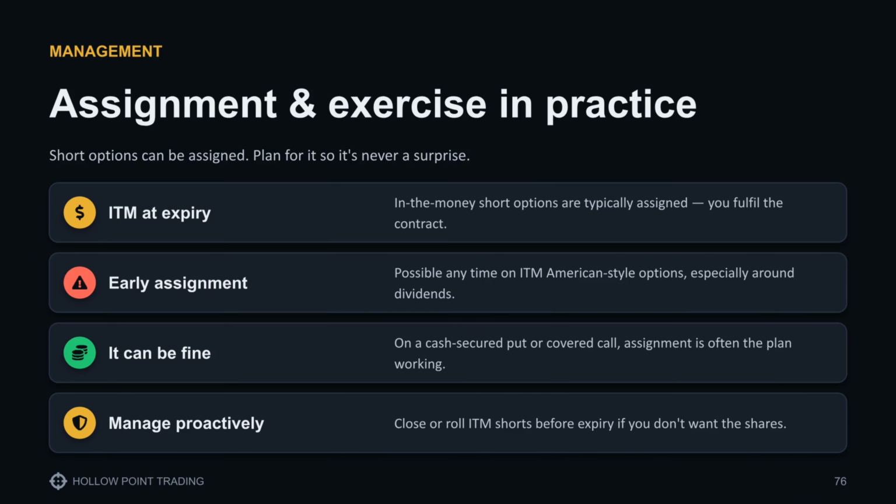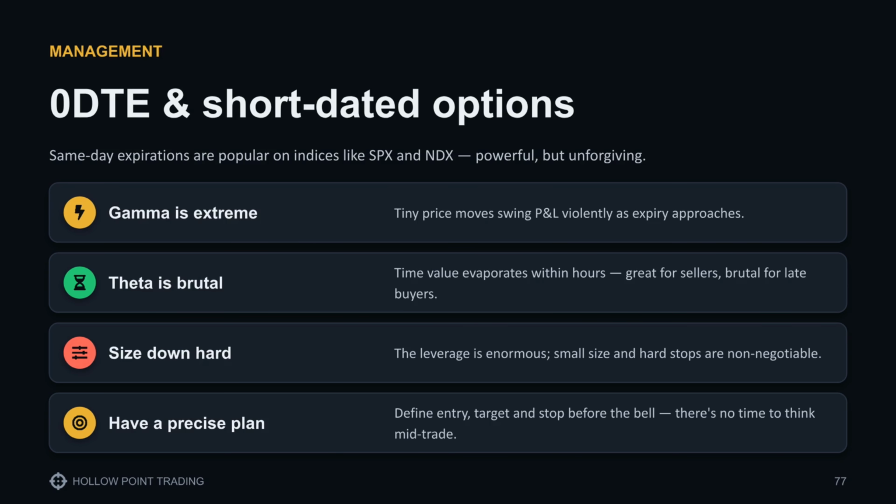Let's discuss assignment and exercise in practice. Short options can be assigned, so you must always plan for this to ensure it's never a surprise. If your short option is in the money at expiry, you should expect to fulfill the contract. Early assignment is possible at any time on in-the-money American-style options, especially around dividend dates. However, on strategies like cash-secured puts or covered calls, assignment often simply means your original plan is working as intended.